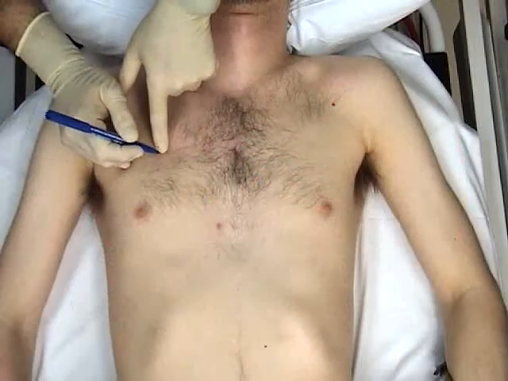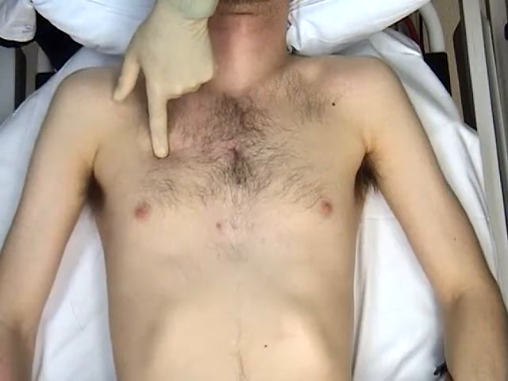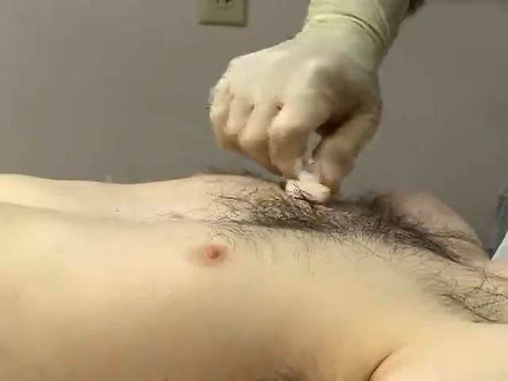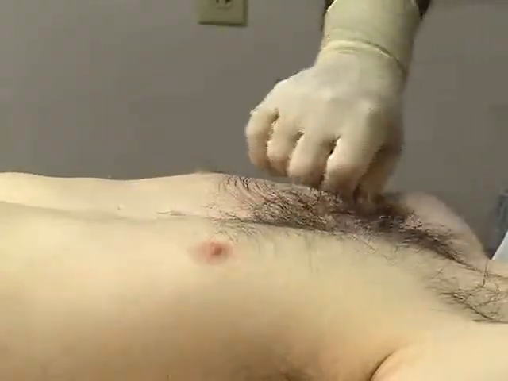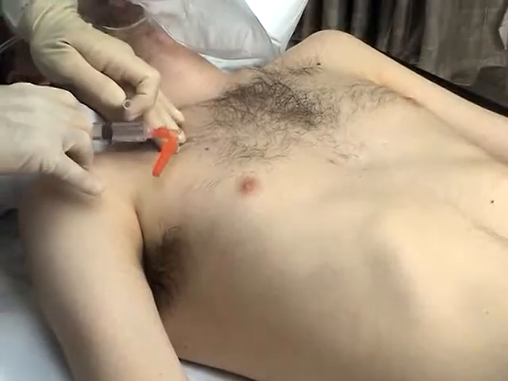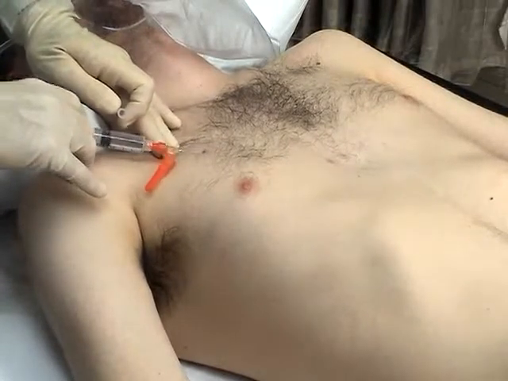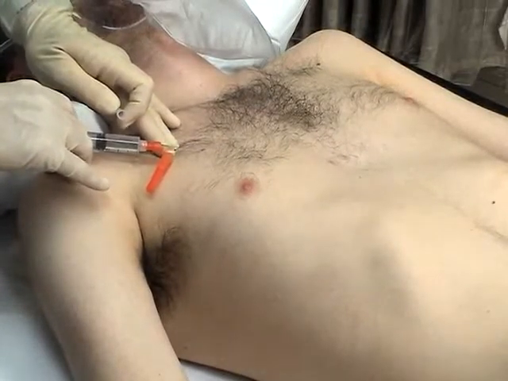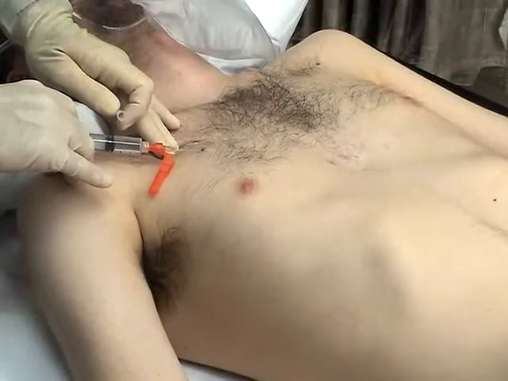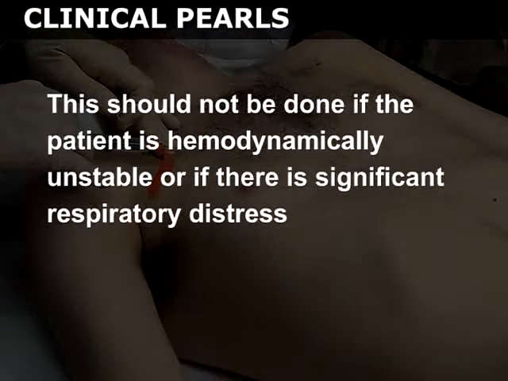Mark the insertion site with a skin marking pen if desired. Next, prepare the site with a skin cleansing agent such as chlorhexidine or povidone iodine. If the patient is conscious and stable, a wheal of local anesthetic may be injected over the needle entry site. This should not be done if the patient is hemodynamically unstable or if there is significant respiratory distress.